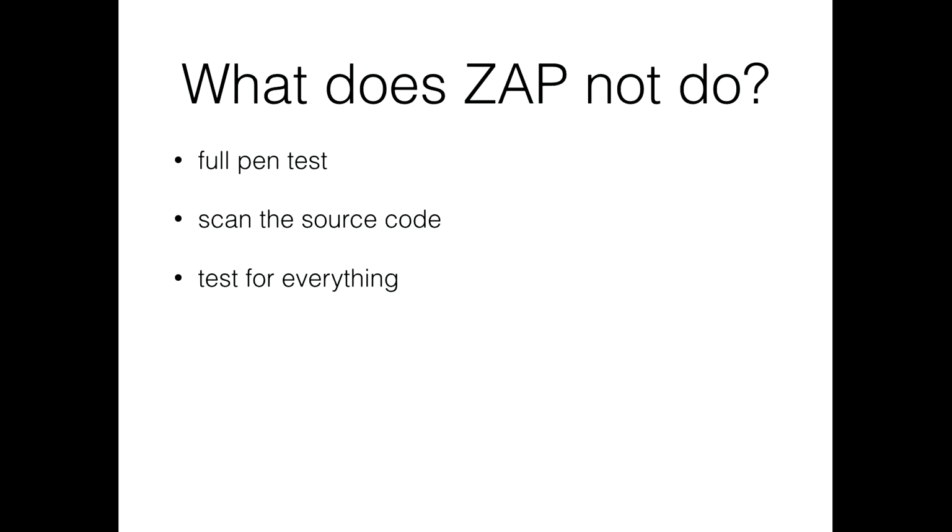Why? Because it doesn't do everything that a pen test does. It doesn't scan the source code like we do and hopefully you do in peer reviews. It also just can't test for everything. It's not going to test your infrastructure. It can't test really business logic. There's certain things that a proxy just can't figure out. As much as people love machine learning, it's not going to do everything.